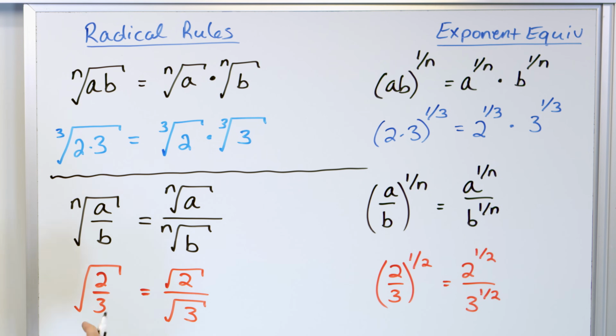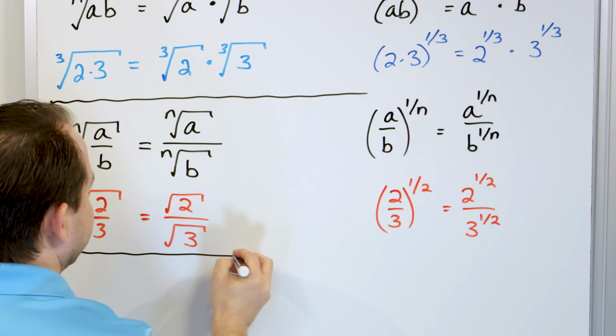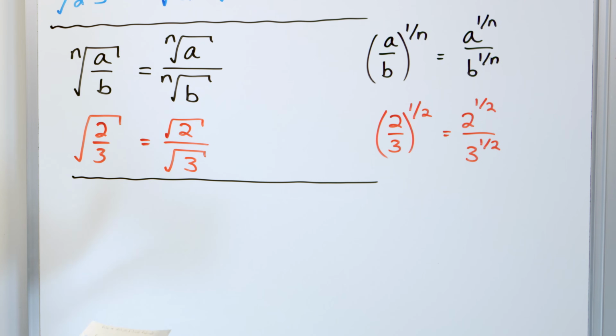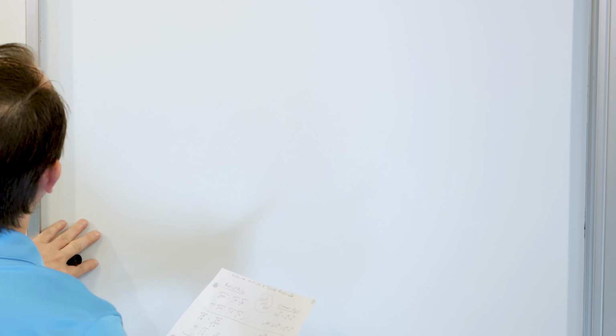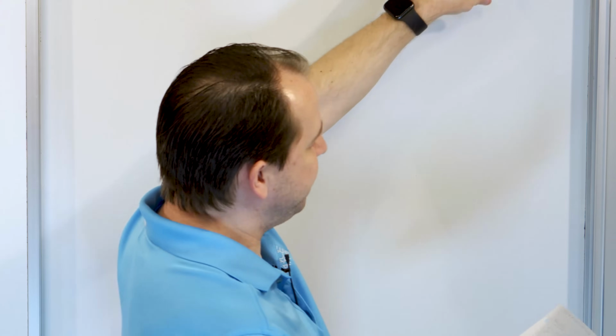All right, that's the second important property. How many more do I have? I'm not sure I'm going to be able to fit them all on this board. Maybe. I think what I'm going to do actually is go to this board. We're going to do the same thing here. I'm going to have the radical version here, and then I'm going to have the exponent version here.